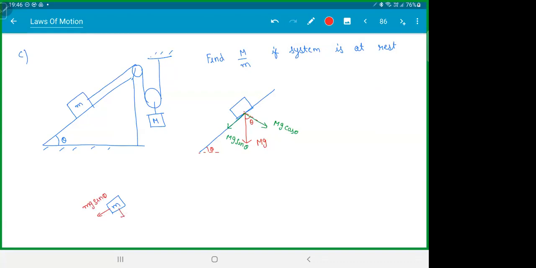Mg sin theta, mg cos theta, normal reaction, and tension. Since it is not moving, tension is balancing mg sin theta, N is balancing mg cos theta. I didn't ask you that, but take care. So if this was the tension, this was T, and this was T, and this was capital Mg.